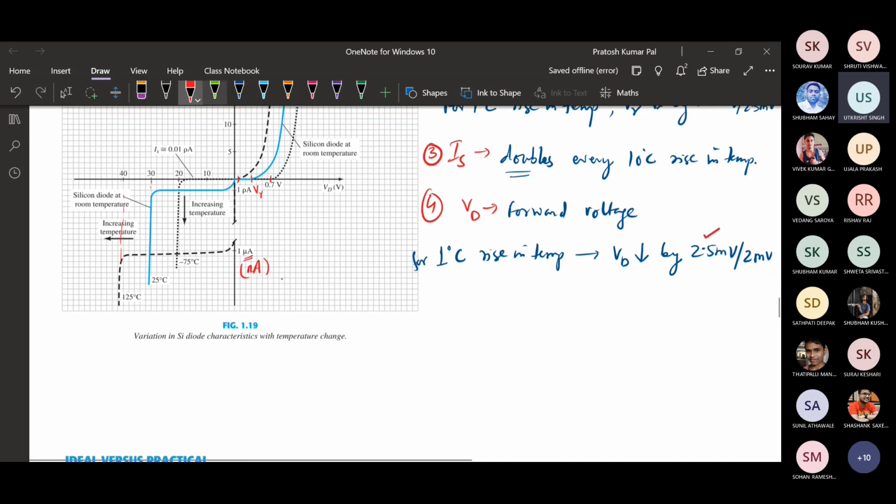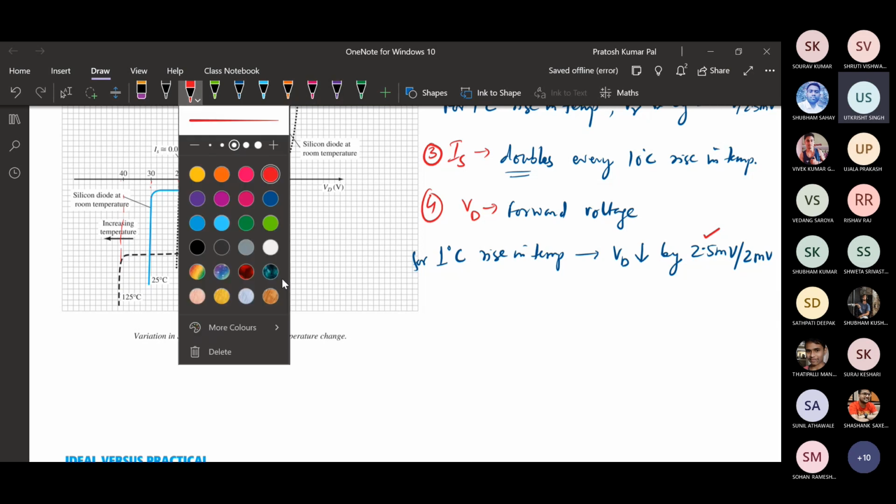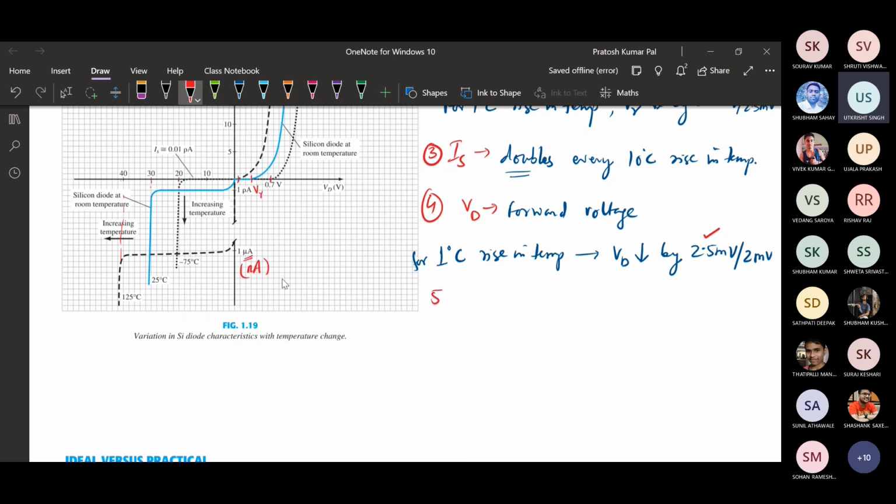Okay, so once we have gone through this, now we can see what the effect is on the forward current. Here for the forward current we have the expression: I forward is approximately equal to IS e to the power Vd divided by nVt. Okay, so this is the approximate value of the forward current.